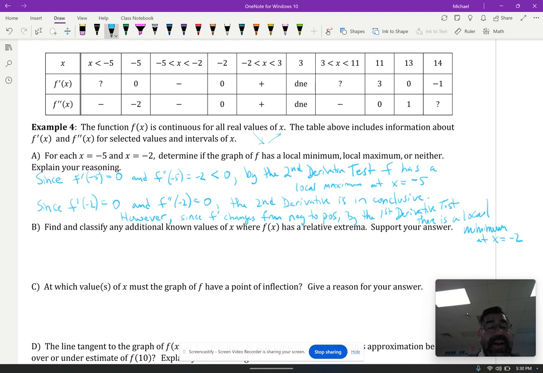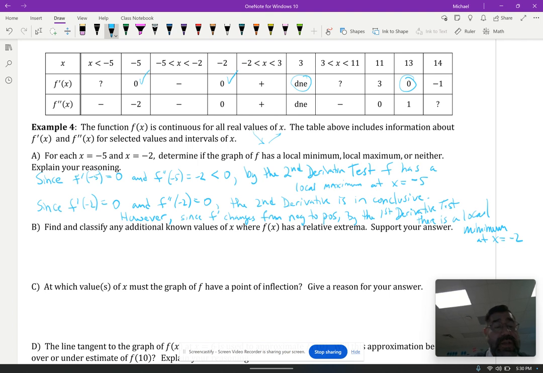Can you find and classify any additional known values of x where f prime has a relative extrema? Where does f prime have an extrema? Well, where does f prime equal 0 or is undefined? We already checked these two. If I look here, this is a critical point because the first derivative does not exist. However, I don't know what happens on either side. So it could be a relative extrema, or maybe it's nothing. I don't know, so I keep on looking.